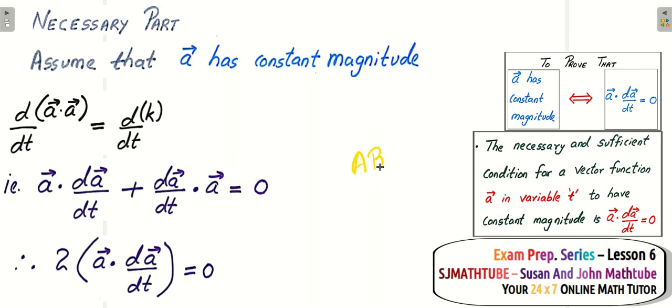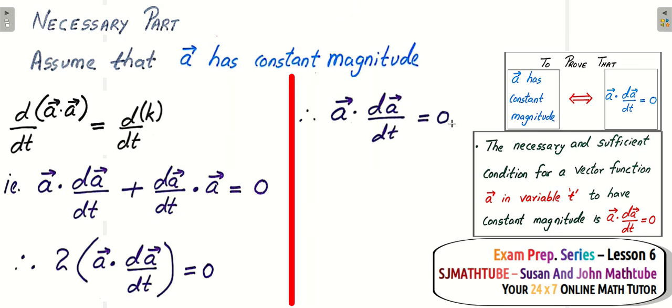Now if someone tells you A into B equal to 0, you will understand that either A will be 0 or B will be 0. Now look at this. We have A into B equal to 0. But 2 cannot be 0. So definitely A dot dA by dt will be equal to 0. Okay, so that's it. Take a look at what exactly we have to prove. We assumed this. Look, we assumed A has constant magnitude, and we proved the right side.